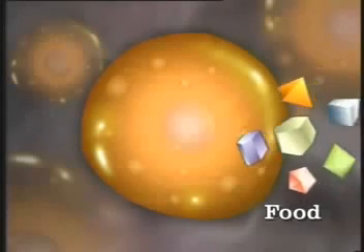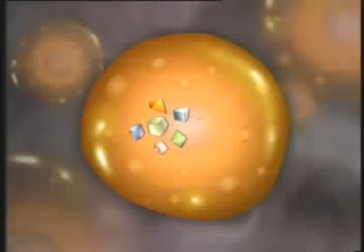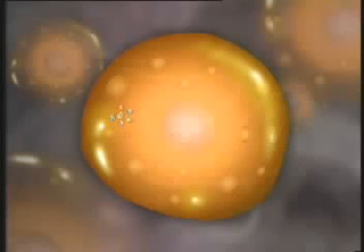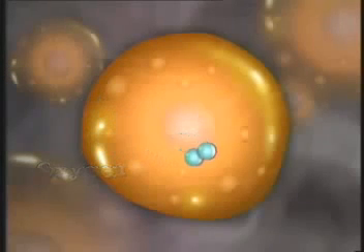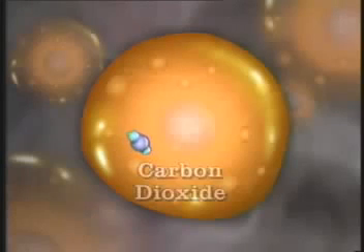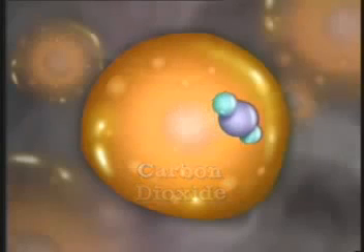Particles of food, for example, can enter through the membrane so that they can be used as raw materials for manufacturing and as fuel for energy. Oxygen can also enter a cell to be used for burning fuel. Other things pass out of the cell through the membrane, including waste like carbon dioxide gas and important chemical products that the cell has manufactured.